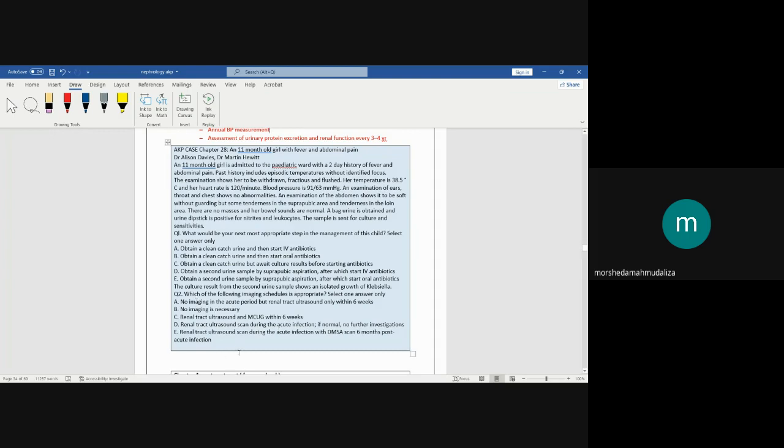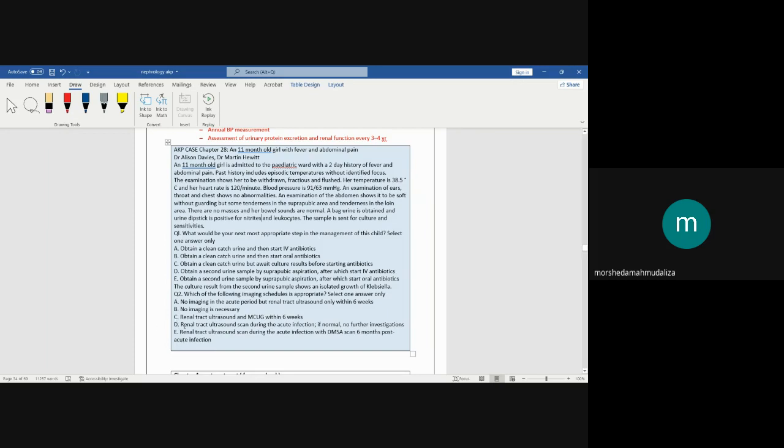But actually, recurrent UTI is not proved. So recurrent UTI is not proved, but how can we say that it is atypical UTI? The child is not seriously ill, there is only tenderness, septic features are also not there, and blood pressure is normal. So in that case, we have to take E. But remember, if you think that during the acute infection you will go for ultrasound, it is only for atypical UTI, not for recurrent UTI.